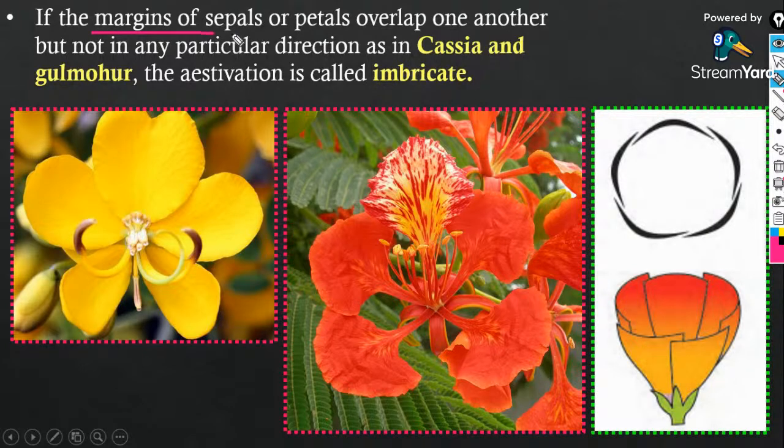So if the margins of sepals or petals overlap one another but not in any particular direction, as in cassia and gulmohar. Cassia is the common flower which you use for Vishu and all, and this is the gulmohar flower. So this is an example for imbricate aestivation. Done, everybody?